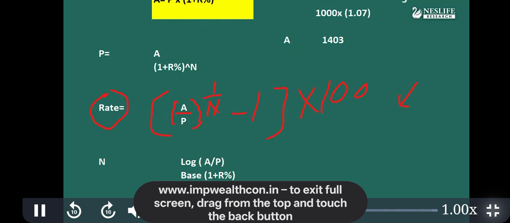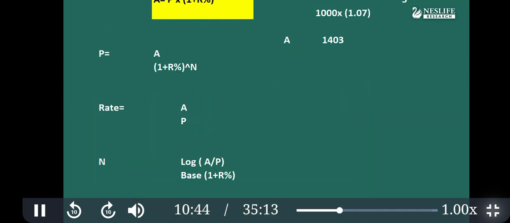To calculate the retrospective rate, CAGR, and other rates of return.